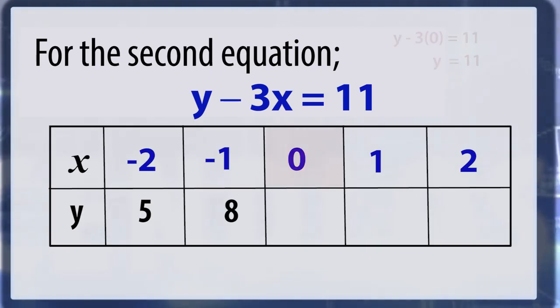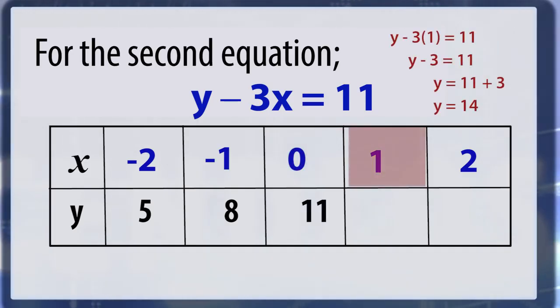The next is 0. When x is equal to 0, we have y minus 3 times 0, and that should be equal to 0. And y is equal to 11. When x is equal to 1, we have y minus 3 times 1, and that should give us 11. So we have y minus 3 is equal to 11, and then we group like terms, y is equal to 11 plus 3, which is equal to 14.